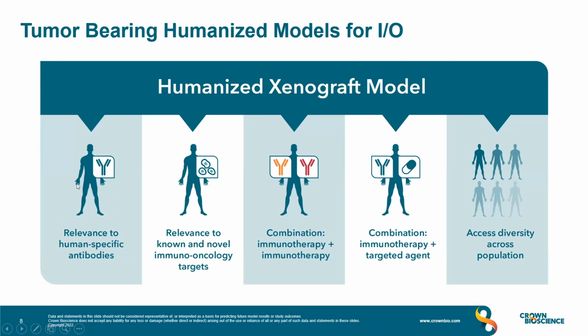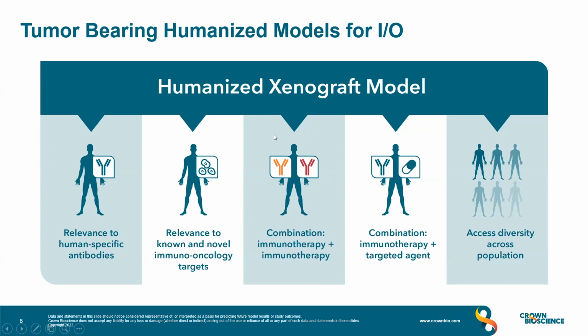So these humanized mouse platforms are particularly relevant in developing or evaluating human-specific antibodies where there's no mouse surrogate and there's no cross-reactivity to mouse receptors. These platforms also are relevant in evaluating novel immuno-oncology targets. So they could be used for essentially marker discovery, and then also in combination therapies.